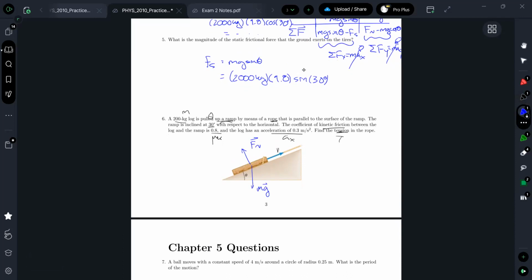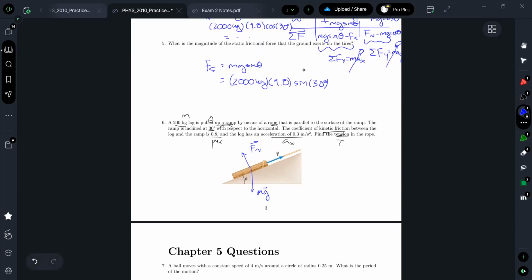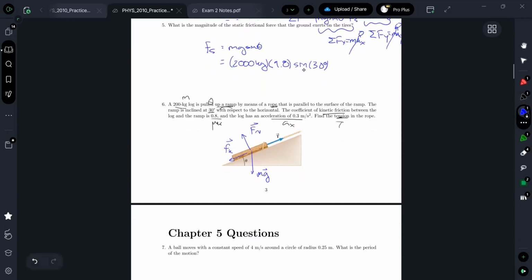Weight acting down, normal force perpendicular to the ramp. Friction is going to oppose the sliding of the log, so it's going to act down the ramp. It's kinetic. Okay, looks like I'm ready to make a free body diagram of all my forces.